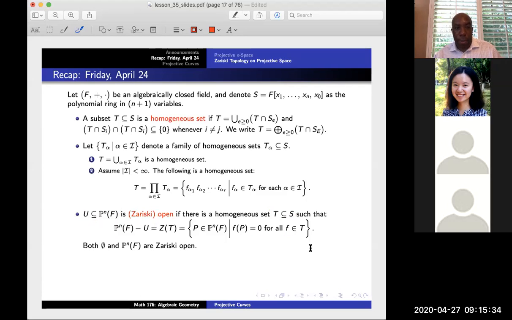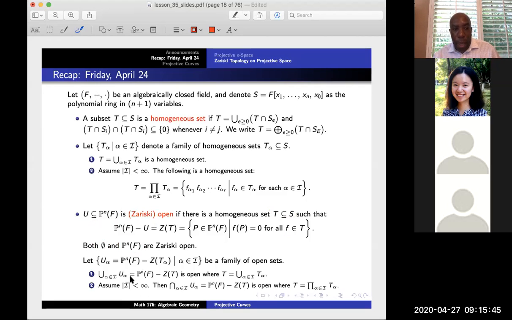So there were a couple of properties. First, the empty set and the whole space are Zariski open. Next, if you have an arbitrary family of Zariski open sets, then the union is Zariski open. And in fact, the union looks like the complement corresponding to this Zariski closed set, where T is this homogeneous set. And if you have a finite collection, then this intersection is also Zariski open, whereas the complement corresponds to this homogeneous set.